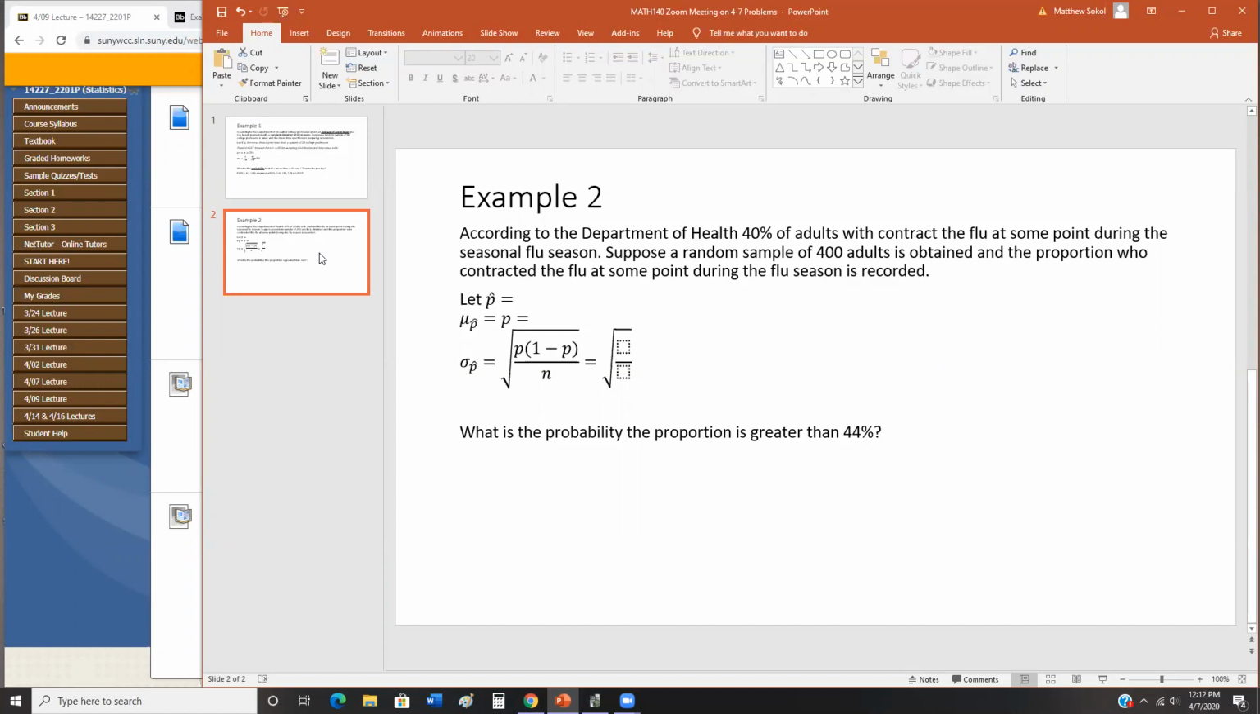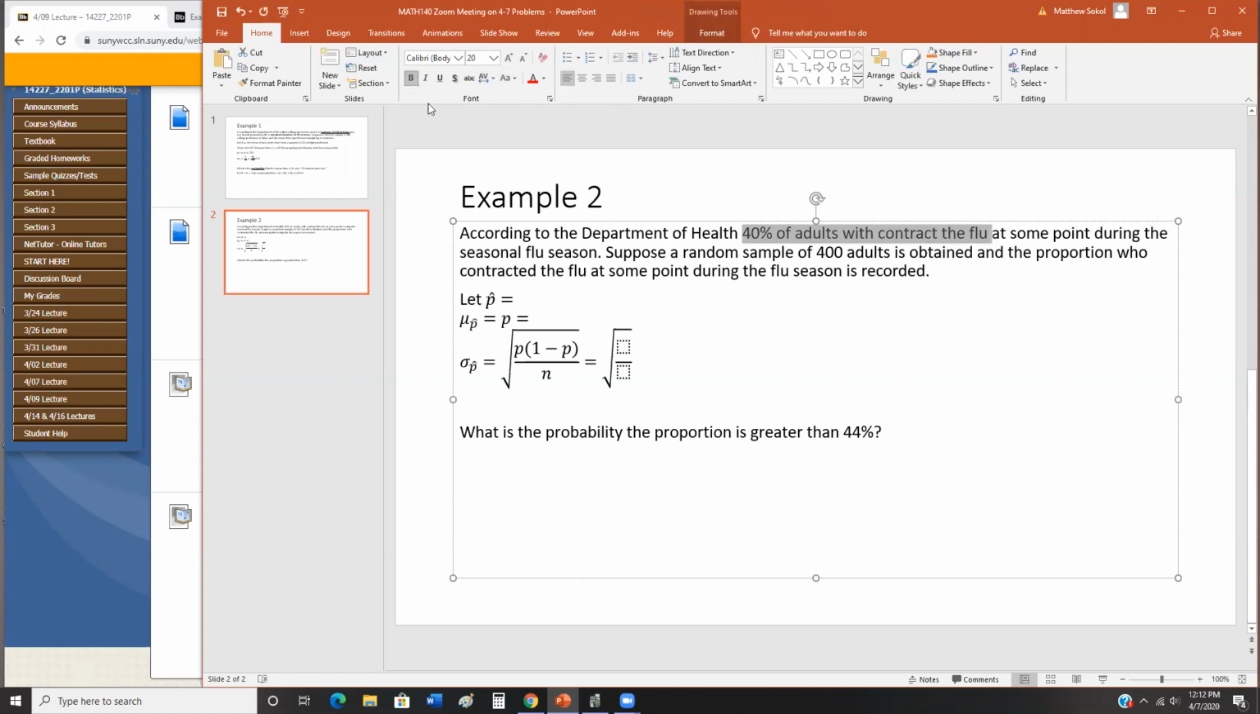All right. So the problem goes like this. According to the Department of Health, now I just made this statistic up, so don't take this as a true value. I made this up about an hour ago when I made this slide. Okay, so made up. According to the Department of Health, 40% of adults contract the flu at some point during the flu season. Okay, this 40% here, we're going to take as the population proportion of people who contract the flu. Okay. We're just going to assume the Department of Health is correct, and that's P, okay?